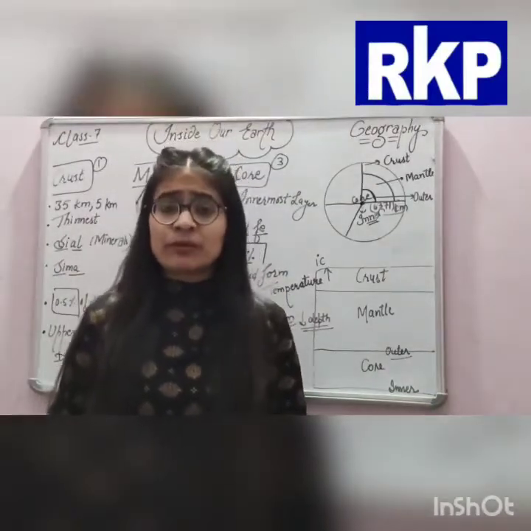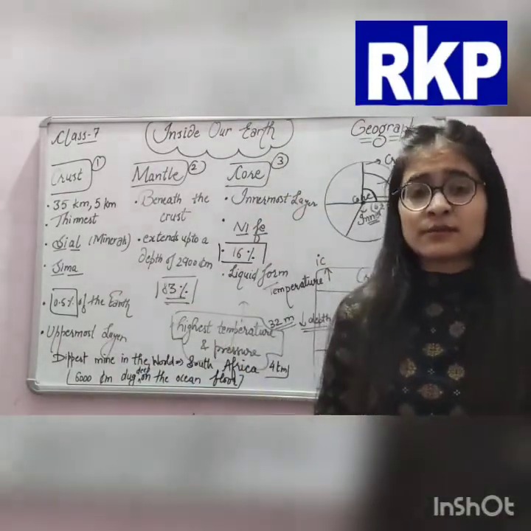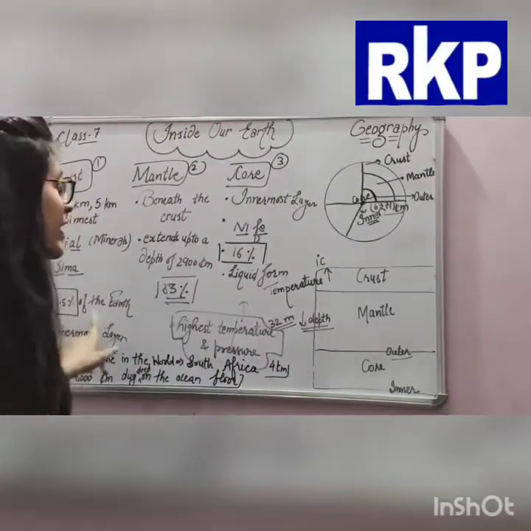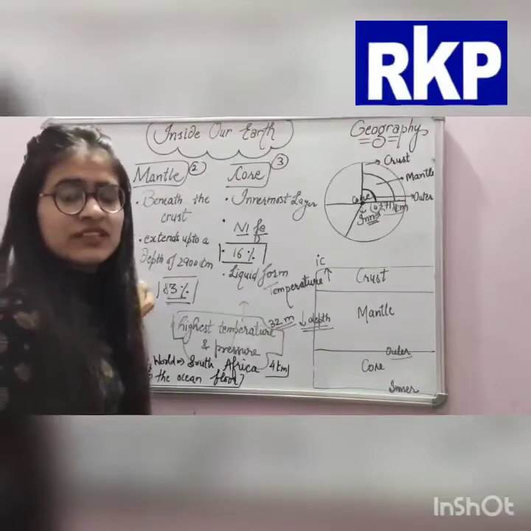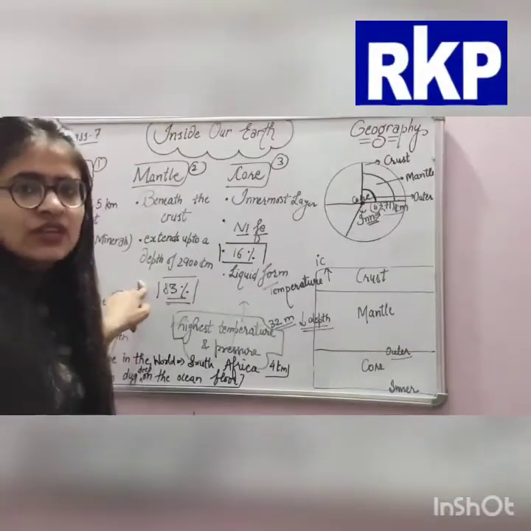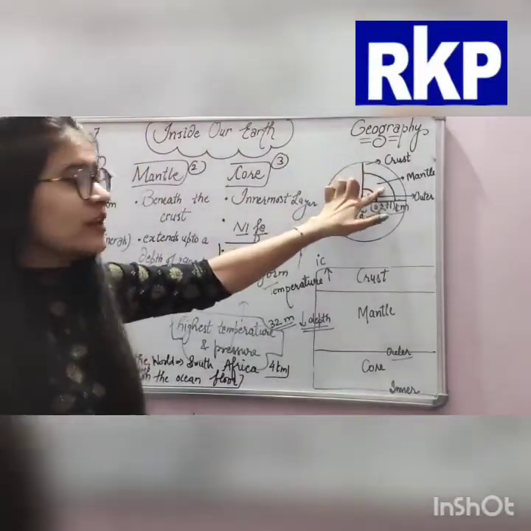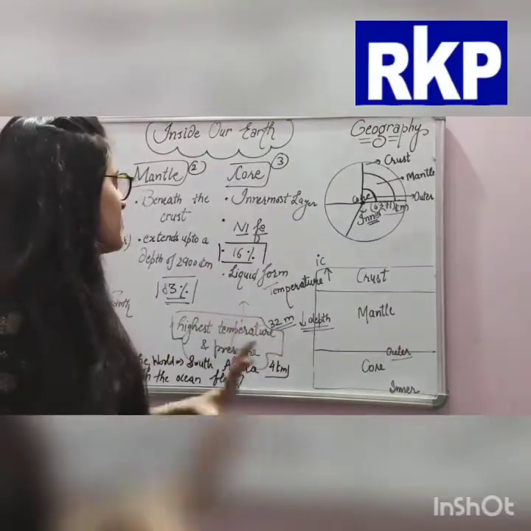Now our next topic, our next layer, that is mantle. It was covering only 0.5% and it covers 83% of the Earth. Clear? Mantle means the layer beneath. Beneath means under. Beneath the crust, that is called mantle.